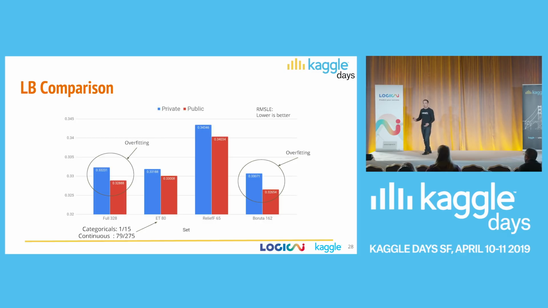They overfit more. The ones that use more features, you overfit more, you can see that huge difference versus, let's say, extra trees with only 80 features. You kind of keep the same performance, and it's more stable.